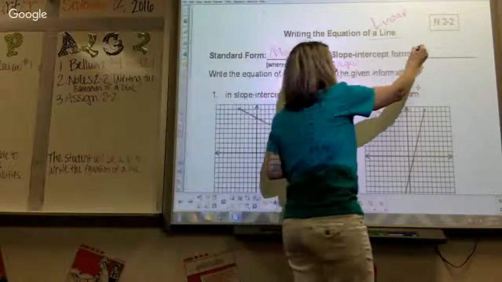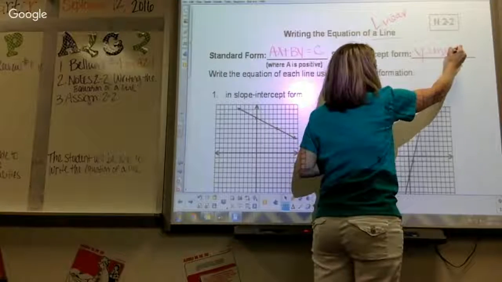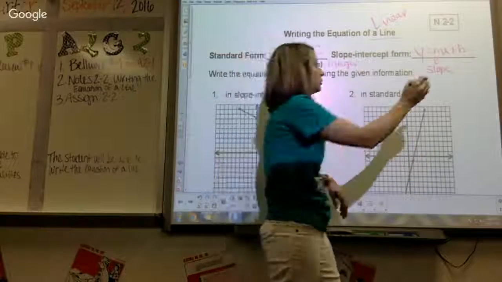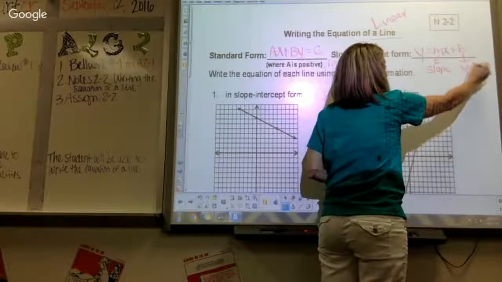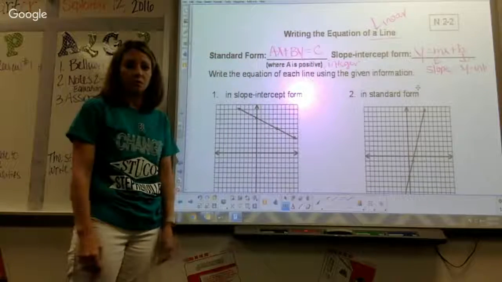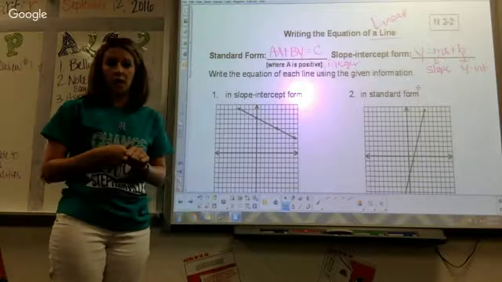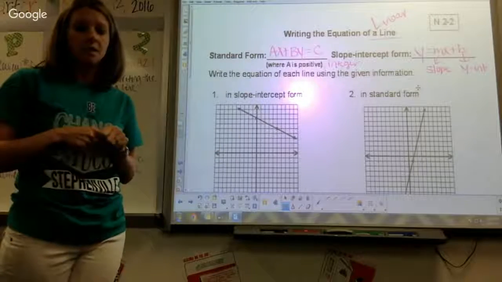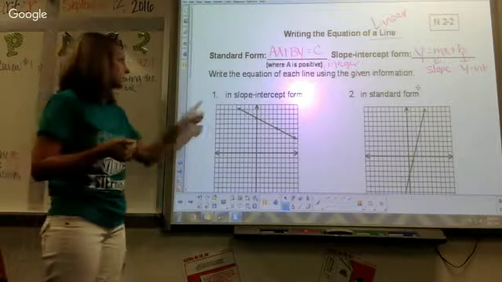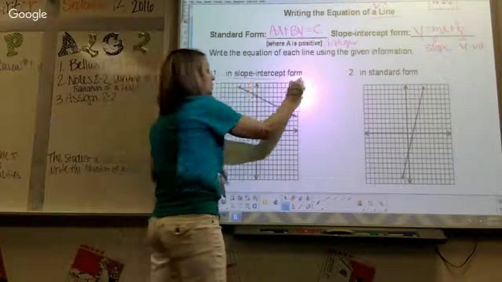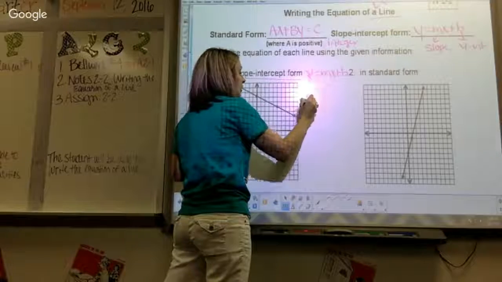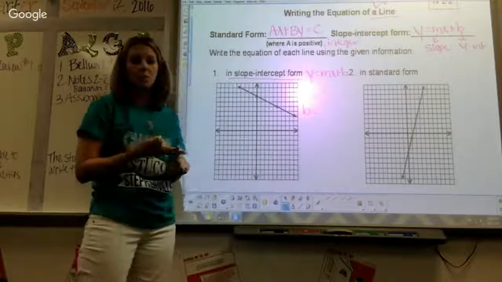Slope-intercept form, remember we talked about it's y equals mx plus b, where m will represent your slope, and your b will represent your y-intercept. Okay, so we're going to write the equation of each line using the given information. So the first two examples, we have a graph. Anytime you have a graph and you're asked to find the equation of the line, you are going to need to find the slope and the y-intercept. On number one, we're going to put it in slope-intercept form. No matter what form you're putting it in, you have to find the slope and the y-intercept.